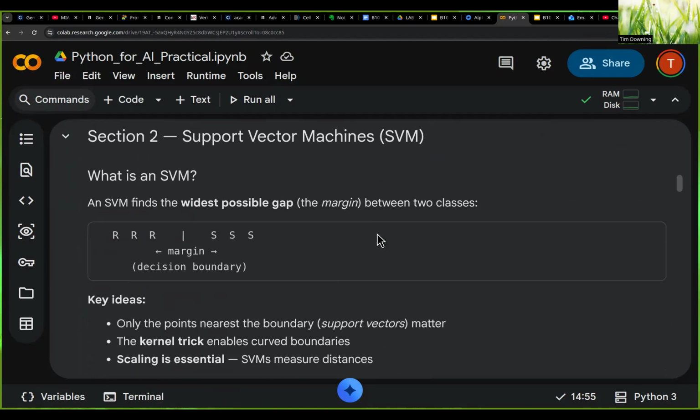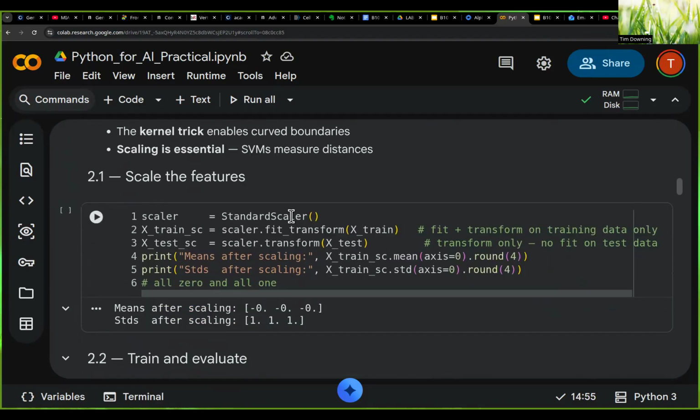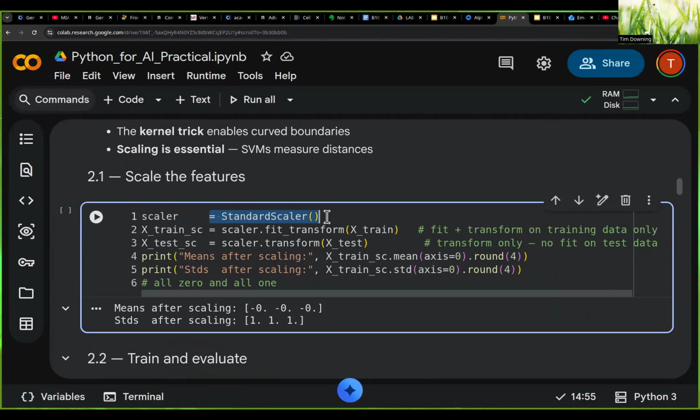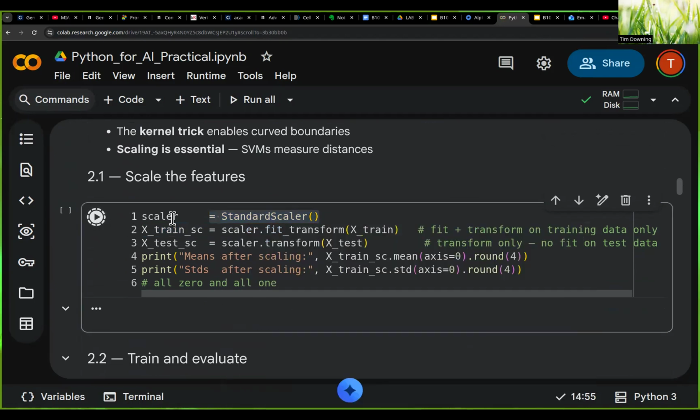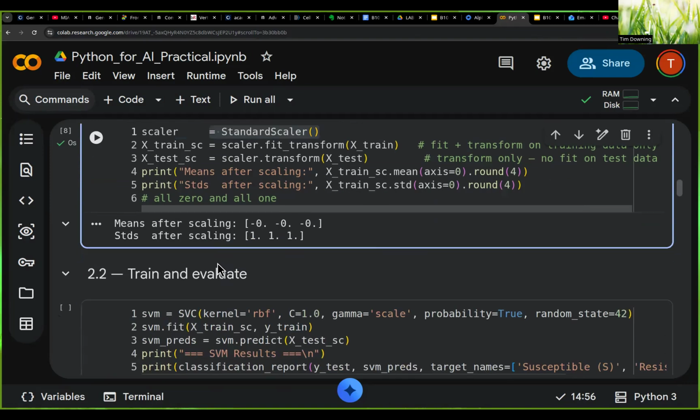So we're now going to apply the support vector machine analysis. We're going to scale the data because data variables with larger features would bias the analysis. And what we see at the end is that the means after scaling are all zero and the standard deviations are all one. We can then train and evaluate.